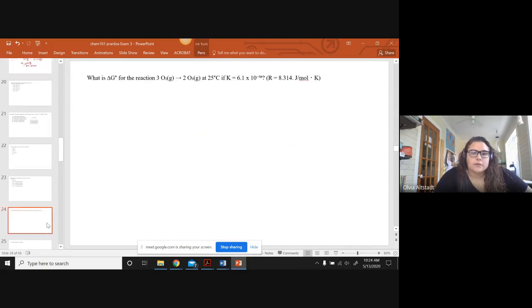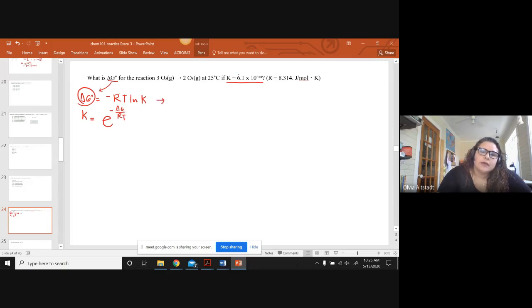24. What is delta G for the reaction, 3 molecular oxygens to 2 ozone molecules at 25 degrees Celsius if K is this? Now, in this unit, I gave you 2 equations. Delta G is minus RT natural log of K. It's just one equation, but I rearranged this for you where K is e to the minus delta G over RT. So depending on what you're trying to find, if you're trying to find delta G, use this equation, which is what we're trying to do here.